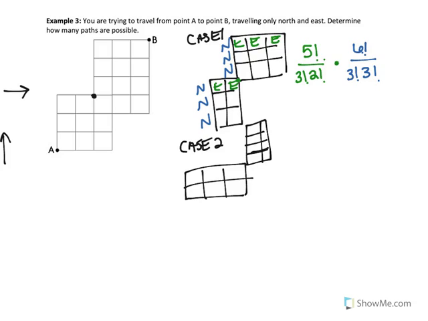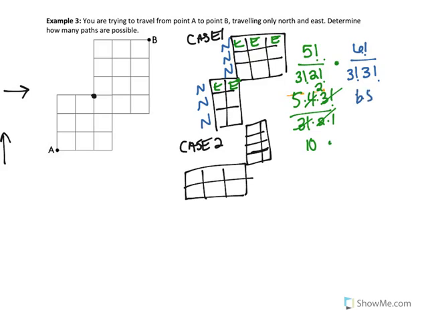You can simplify as well. Let's just simplify. Don't be lazy. 5 times 4 times 3 factorial over 3 factorial times 2 times 1. My 3 factorials cancel. We have 5 times 4 divided by 2, which is 10. So we're left with 5 times 2, which is 10.